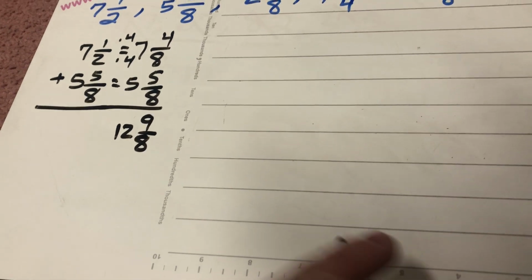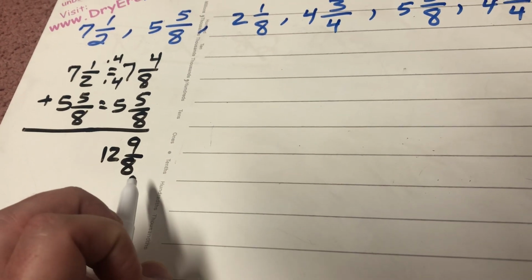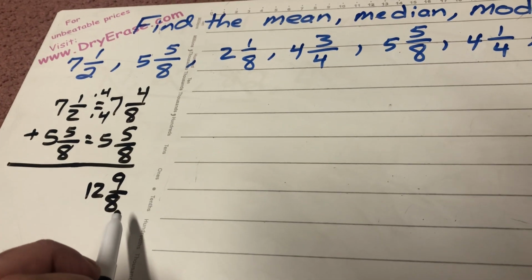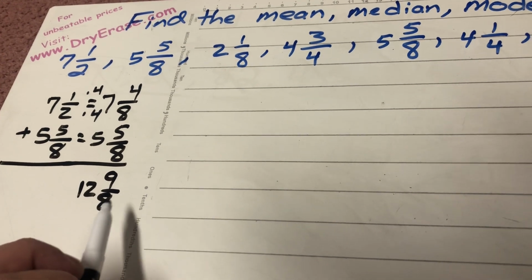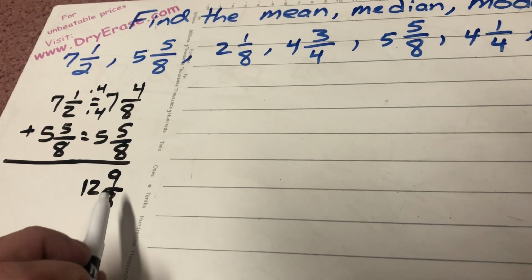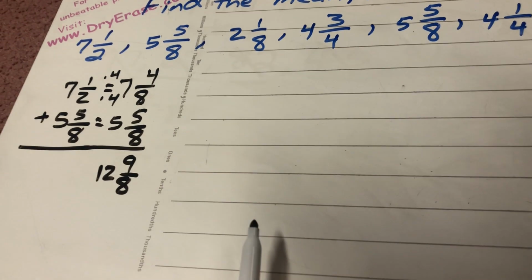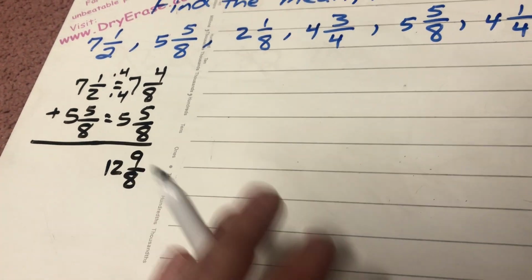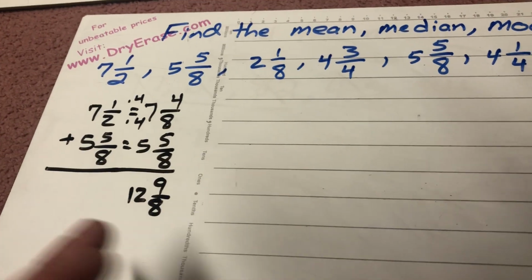Now, I'm going to cheat a little bit. Well, I'm not really going to cheat, but I'm going to be a little more efficient. I'm not going to worry about this numerator being bigger than the denominator until the end. I'm going to get all my adding done, then I'm going to spend time doing that.